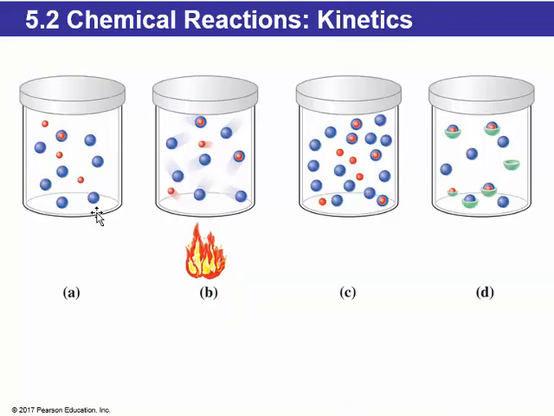On this slide, we see 4 different containers. The blue spheres in the container represent products, and the red spheres represent reactants. If we heat the container up, which is the second beaker, the molecules are going to move much more quickly. So there will be many more collisions when the temperature increases.